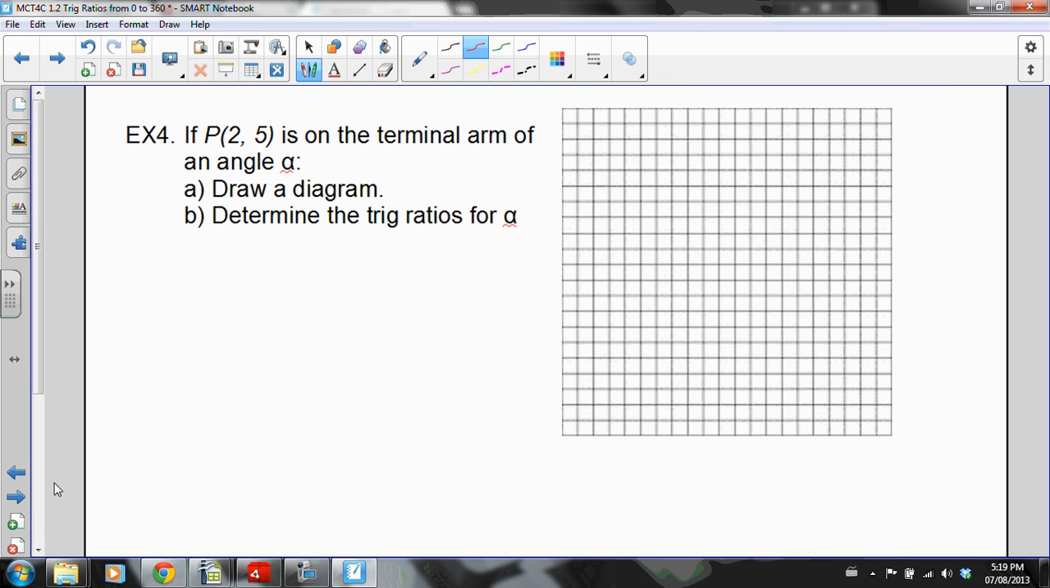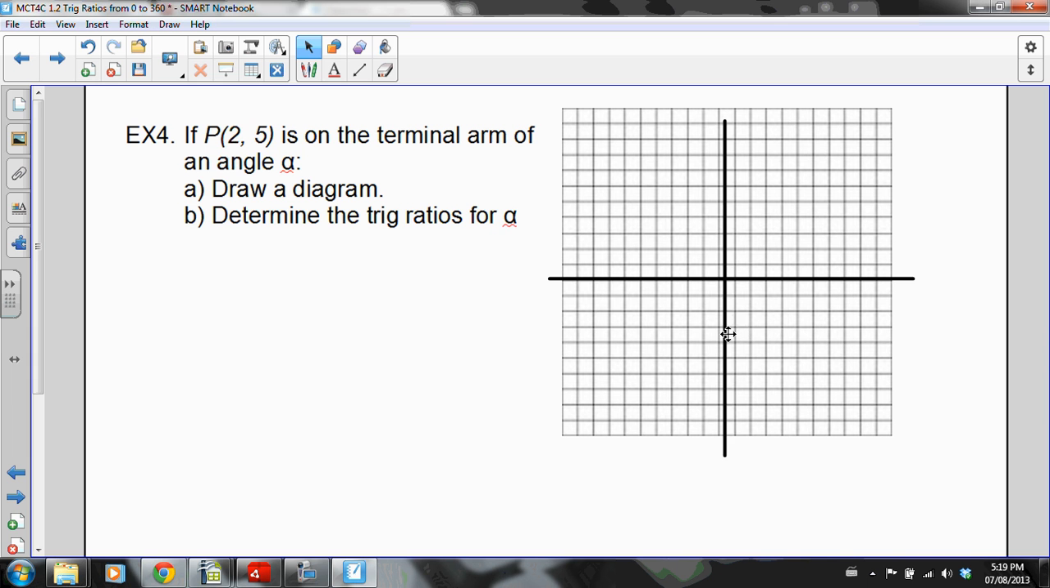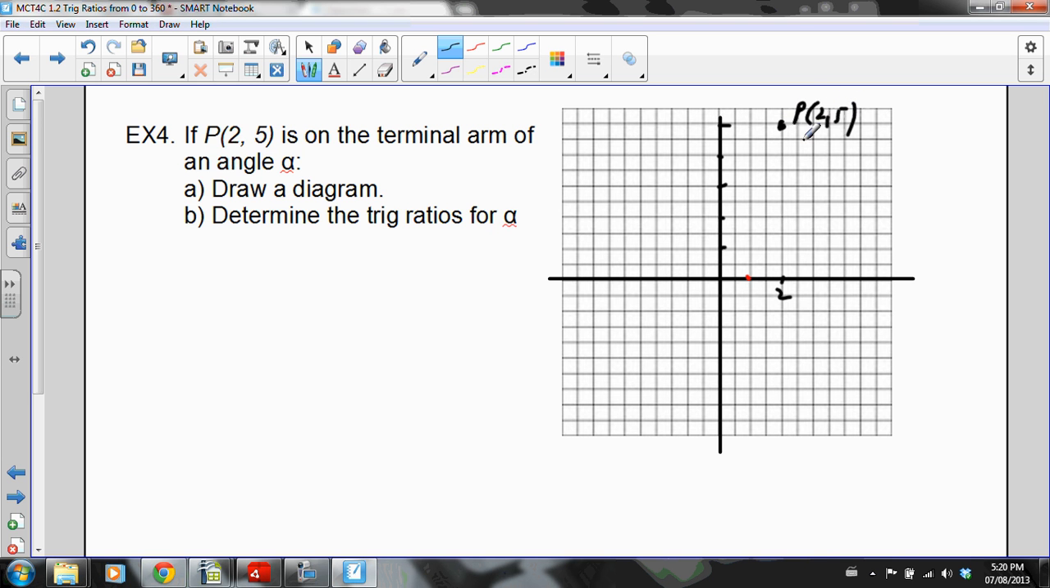Is that it for that one? Okay, on we go. If (2, 5) is on the terminal arm of an angle alpha, draw the diagram. Okay, well that doesn't seem so bad. We even got a grid this time. So (2, 5). Let me get a different color here. There's 2. 1, 2, 3, 4, 5. There's (2, 5) right there. That's P. And there's the terminal arm.